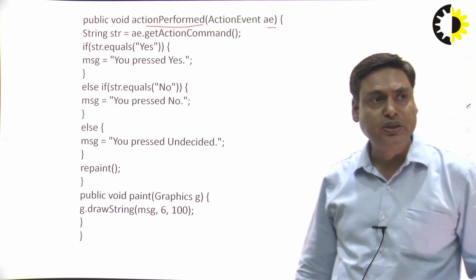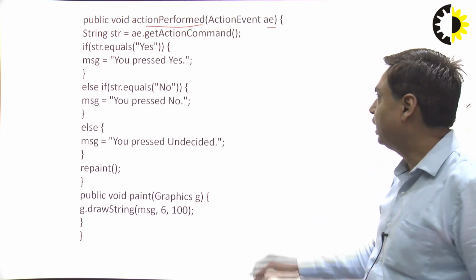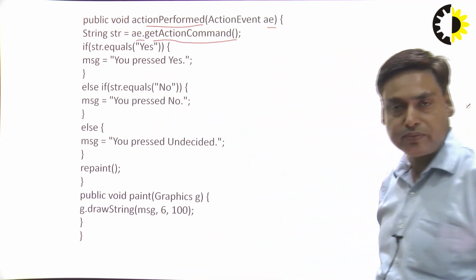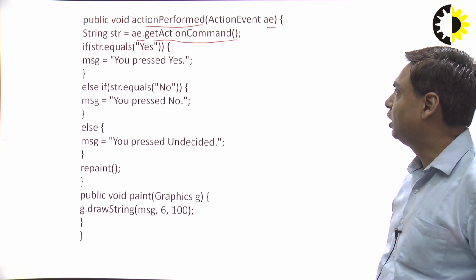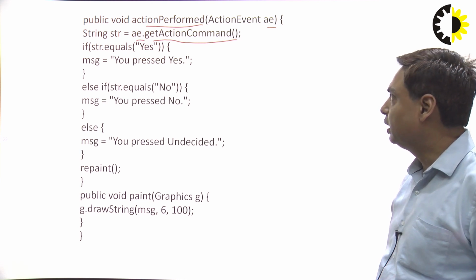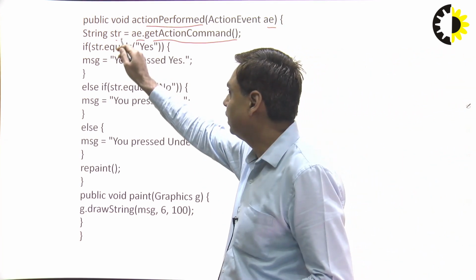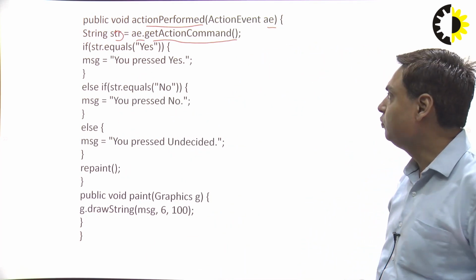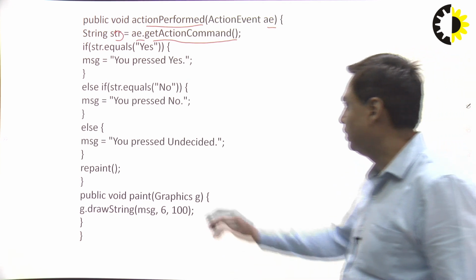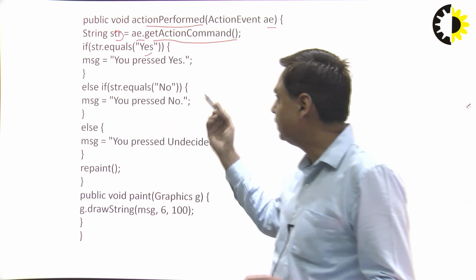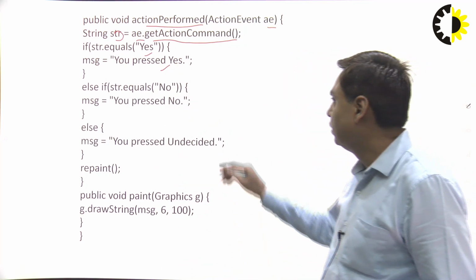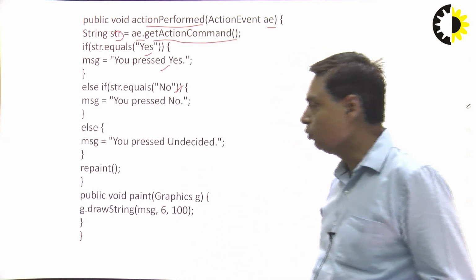And we need to find out which button has been clicked. So we are calling the method getActionCommand with the help of the object that we received, and this action command will return which button has been clicked. If any of the buttons has been clicked, its display name will come in the str. With the help of the display name, we can easily find out which button has been clicked. So we are checking whether the yes button has been clicked. If the yes button has been clicked, it will display "You press yes". If the no button has been clicked, it will display "You press no".